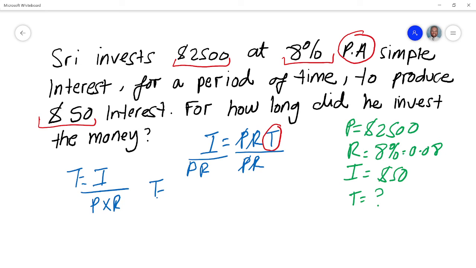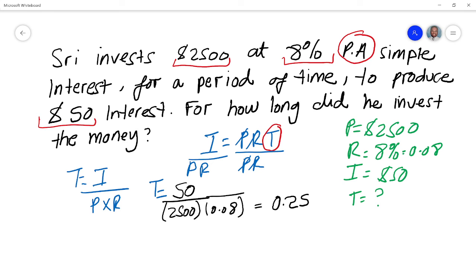So my T becomes my interest, which is 50, divided by my principal, which is 2,500, multiplied by my rate, which is 0.08. We get our calculator. You're going to get 50 divided by 2,500 times 0.08, and you're going to get 0.25. Now, if you look at 0.25, it doesn't specifically tell us the time.